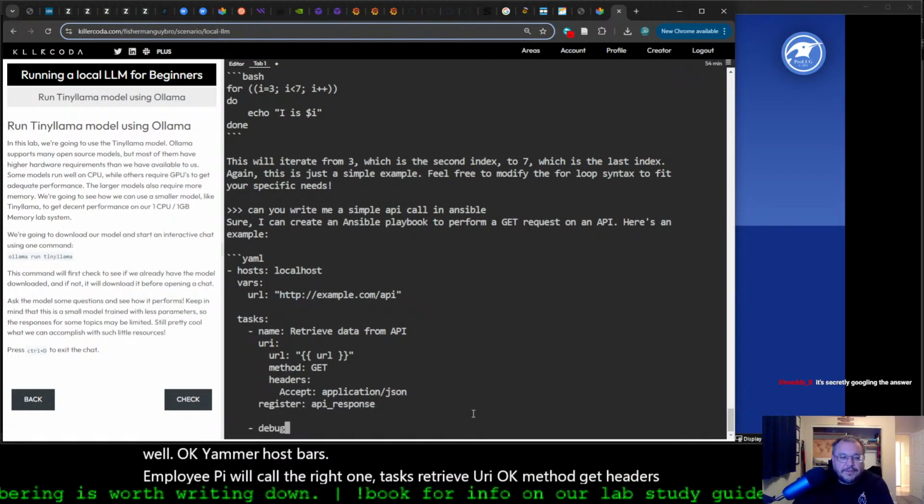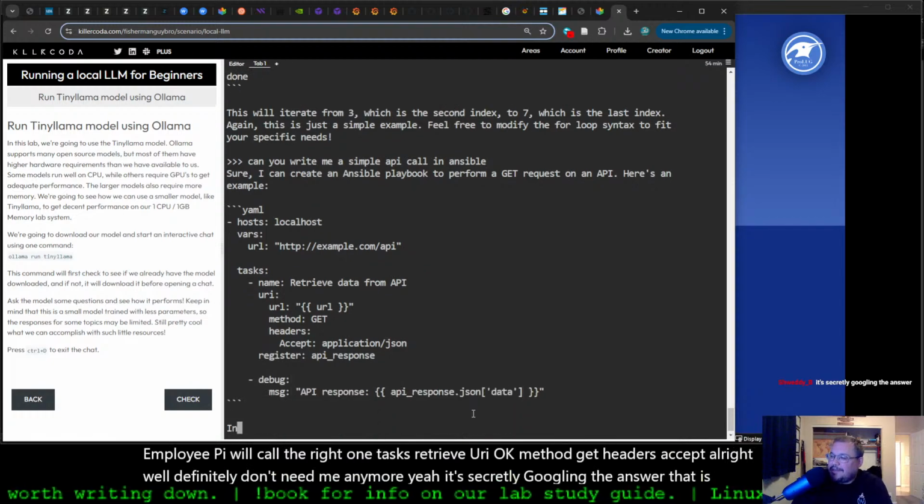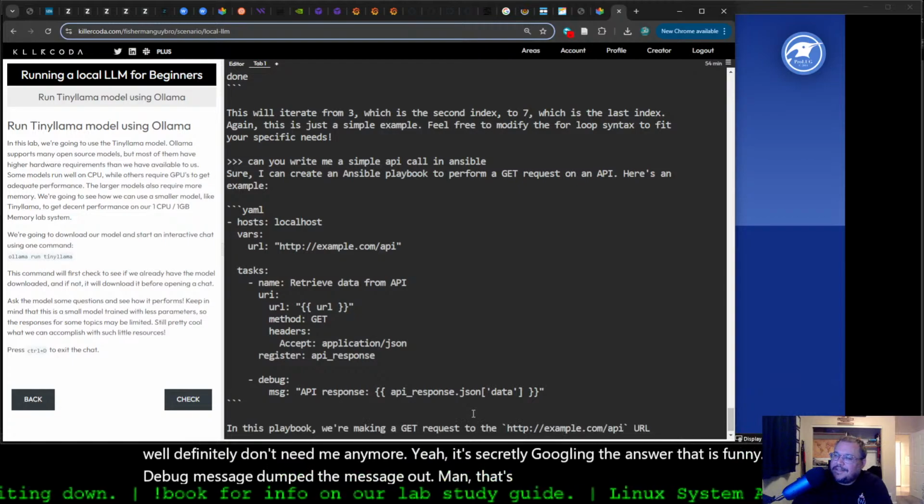All right, well, definitely don't need me anymore. Yeah, it's secretly Googling the answer. That is funny. Debug message, dump the message out. Man, that's better than mine.